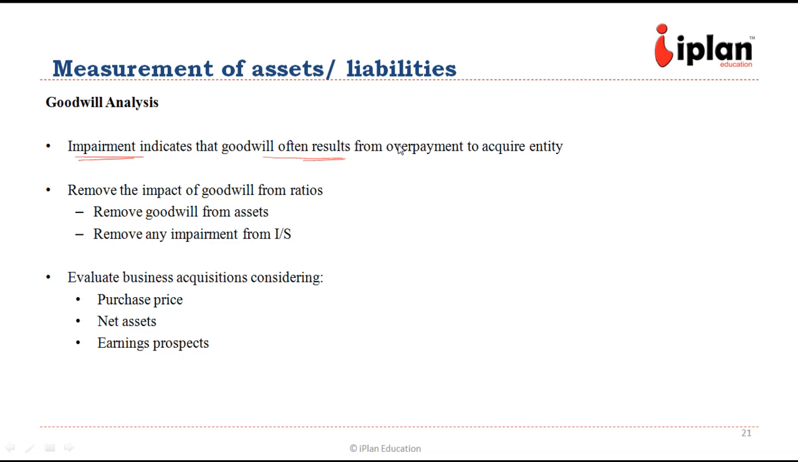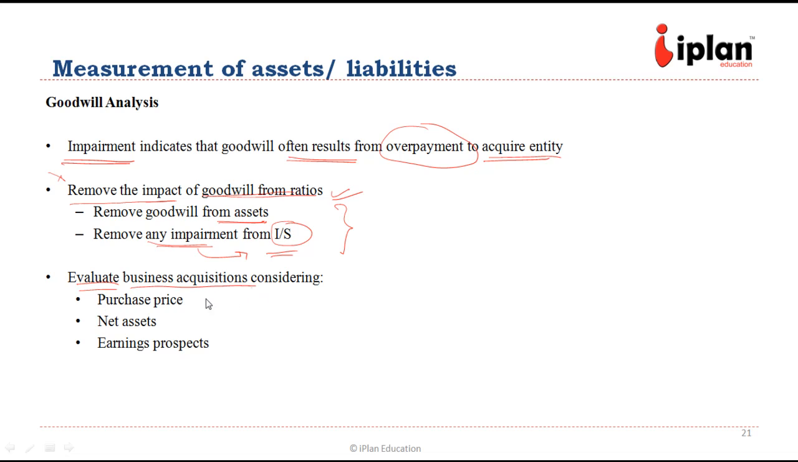The impairment of goodwill indicates that it often results from overpayment in the case of acquisition of the entity. We should remove the impact of goodwill when we are calculating the ratios. So it should be removed from the assets, and if there is an impairment charge in the income statement, even that has to be removed. Once the impact is removed, only then we will be able to fairly calculate the ratios and compare them across the industry.